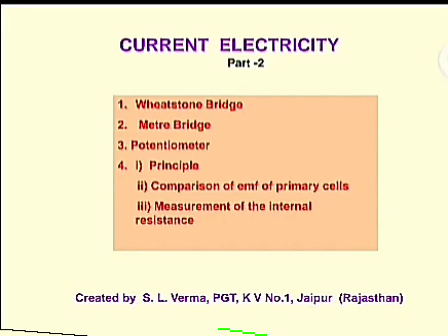Today, we will discuss the second part of current electricity. In the first part of current electricity, we discussed drift velocity, Ohm's law, carbon color code resistance, effect of temperature on resistance, and the Kirchhoff rules.